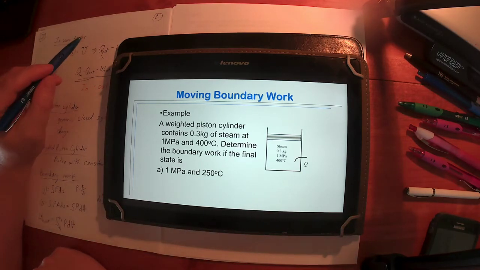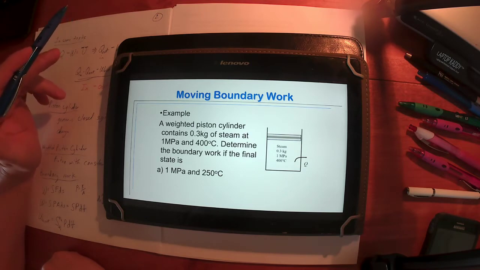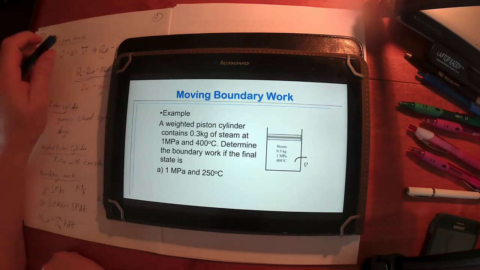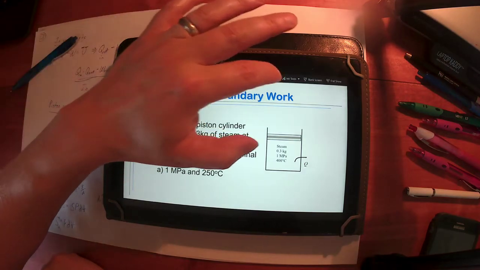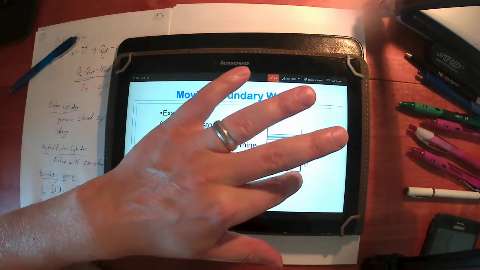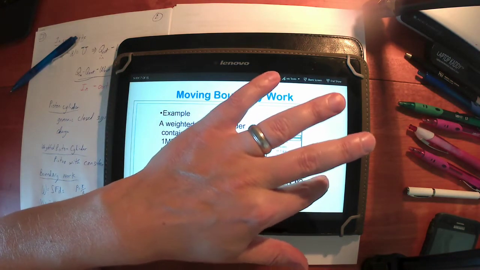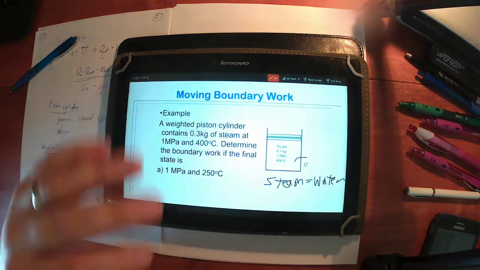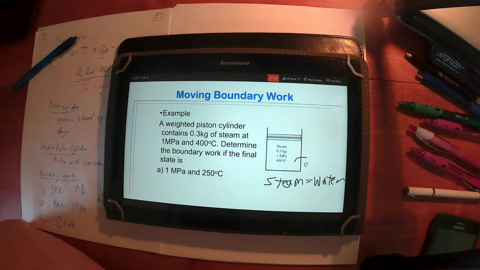So we've got a weighted piston cylinder, contains 0.3 kilograms of steam. By the way, anytime you see steam in this text or in my notes, steam simply refers to water. Okay? So that's really all they're telling you. So, piston cylinder contains 0.3 kilograms of steam at 1 megapascal, 400 degrees C. Determine the boundary work if the final state is 1 megapascal and 250 degrees C.